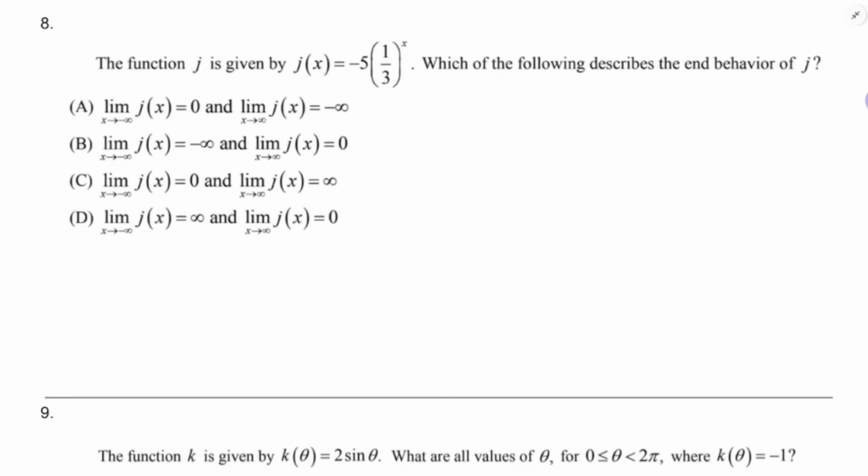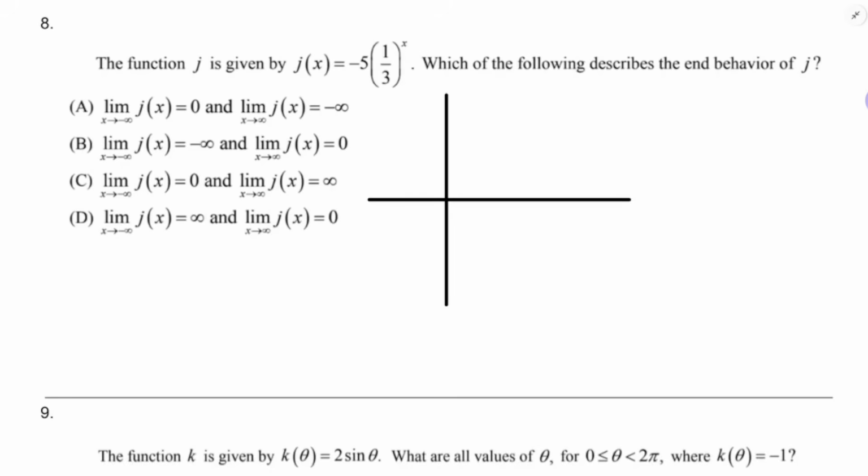Alright, function j is given by j of x equals -5 times 1/3 to the x. Which of these describes the end behavior of j? Alright, well 1/3 to the x, oh, that's a little rough. I think I can do a little better than that. Okay, that's better. So an exponential growth function is where the base of the exponential is greater than 1. 1/3 is not greater than 1. So each time x gets bigger, we multiply by 1/3, and it's going to get closer to 0.